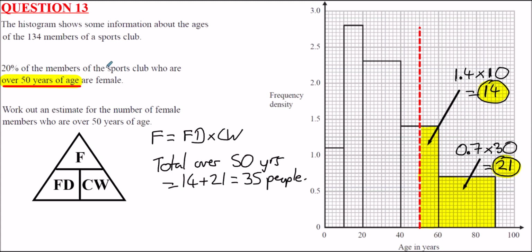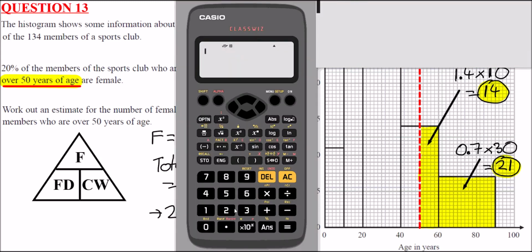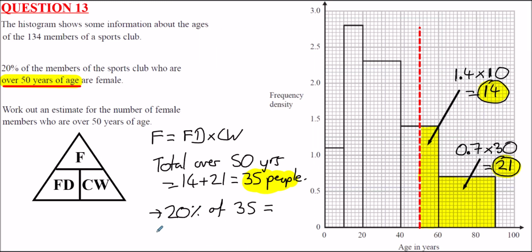Now 20% of these people that are over 50 years of age are female. So we need to work out 20% of the number of people over 50 years of age. In other words, we need to find 20% of 35 people. So 20% of 35. So 20, shift, percentage of, press multiply, 35. That gives us 7. So there must be 7 females over the age of 50. And that's our solution for number 13.